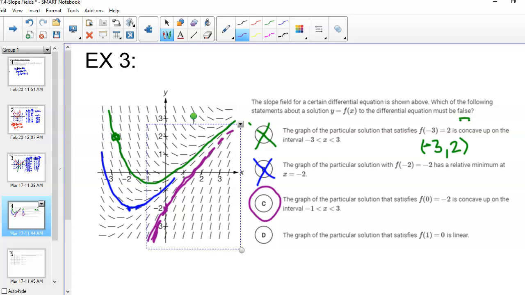And so if we look at that one, f of 1 equals 0, so (1, 0) is right here on the graph. And you can see right there we have all those tangent lines that are the same right there in a row. So that does appear to be linear. This D appears to be true. So C would be the correct answer for this problem.